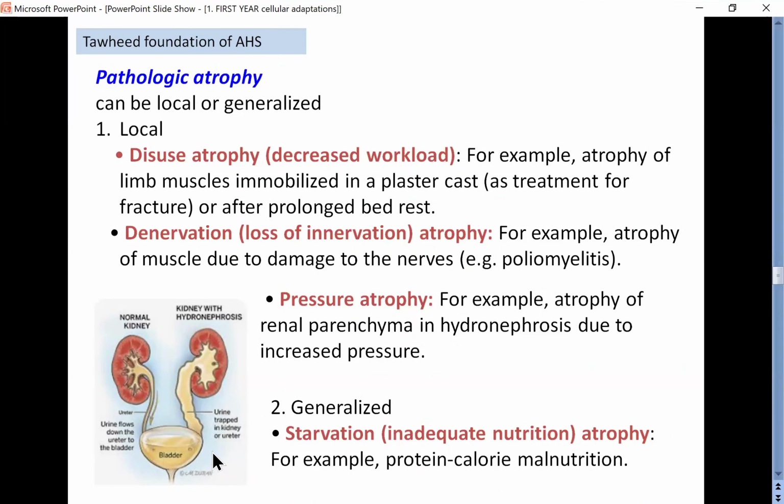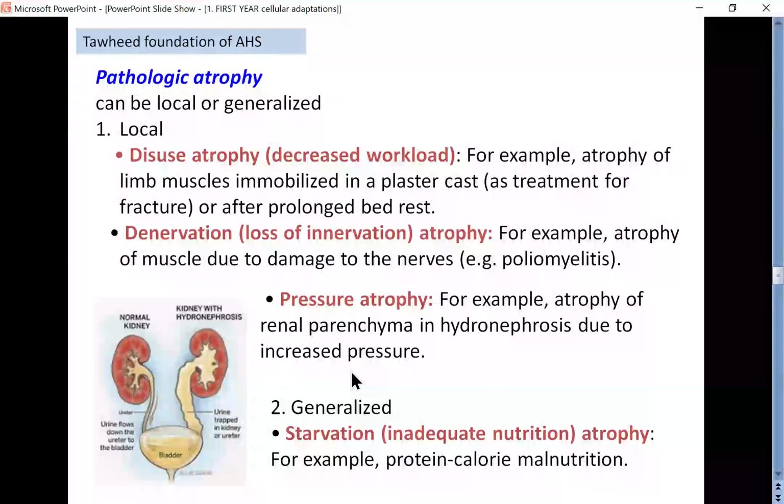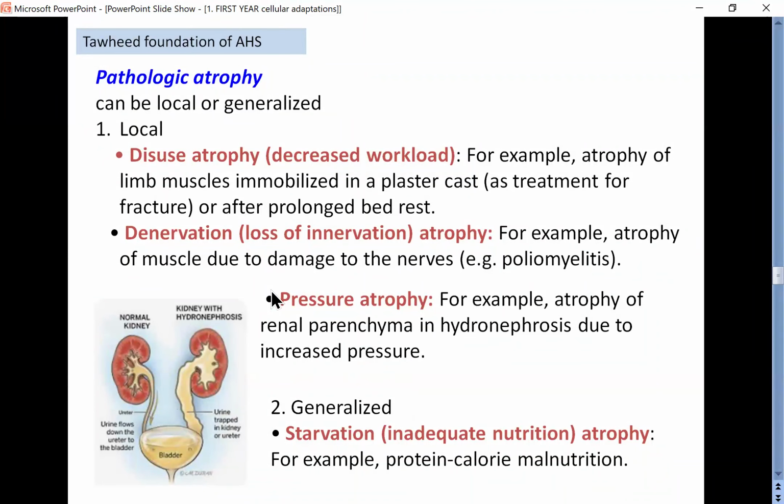So after a point of time, the urine will start getting trapped in the kidney and the ureter. So you will get a condition called hydroureter or hydronephrosis, which is very fatal. So the kidney with hydronephrosis will have pressure atrophy in the renal parenchyma. That is also local. It's only happening in the kidney, right? So that is called local atrophy.